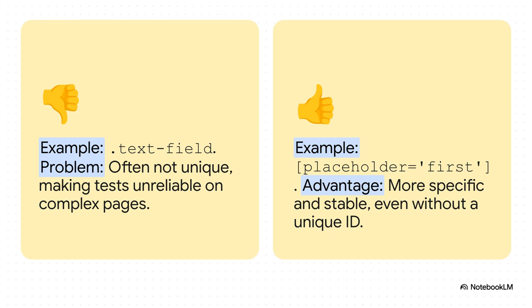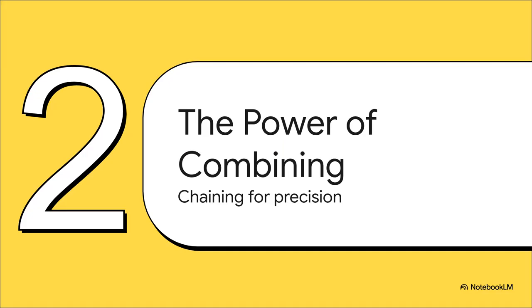So let's look at the difference in practice, right? On one hand, you have the simple class selector, .text-field, which we've already seen is unreliable. But on the other hand, an attribute selector targeting, say, placeholder equals first name is so much more specific. See, the class is generic, but that placeholder text is often unique, and that gives our automation a really stable anchor to latch onto. But what if even that one attribute still isn't unique? What do you do then?